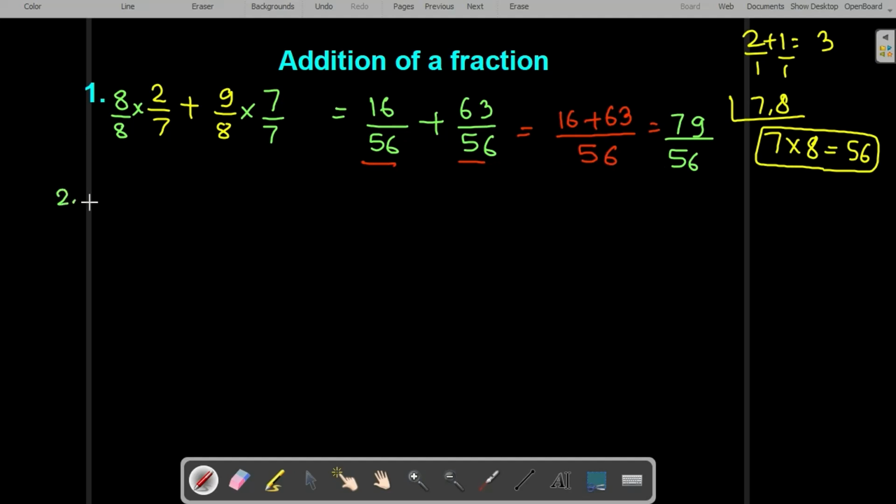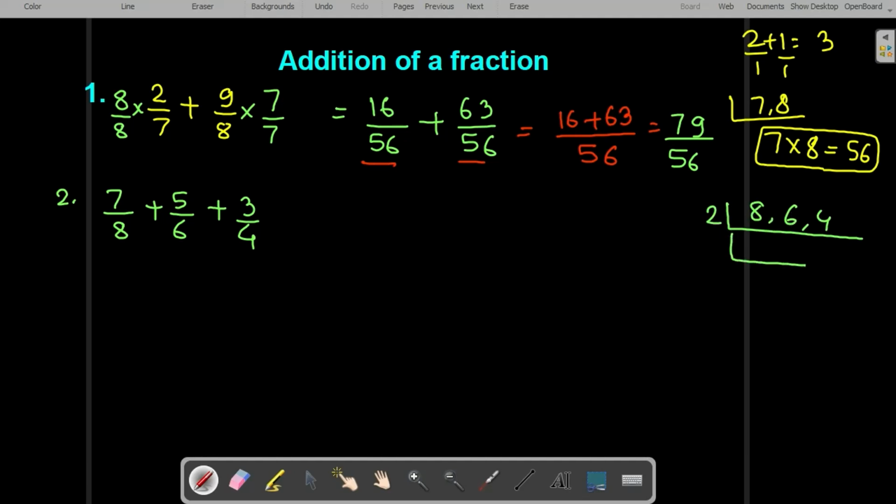Now moving to question number 2. There is another question like 7 upon 8 plus 5 upon 6 plus 3 upon 4. Now if you'll see, denominators are different: 4, 6 and 8, right? Take the LCM of 8, 6 and 4. What is the common number which we can use here to divide all of these?